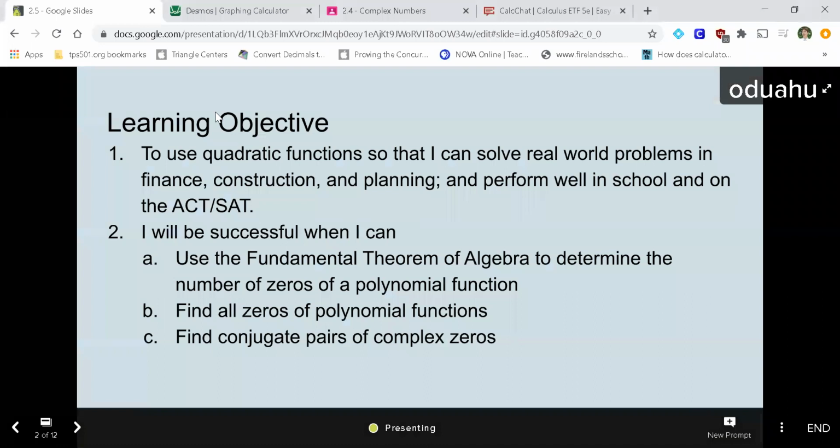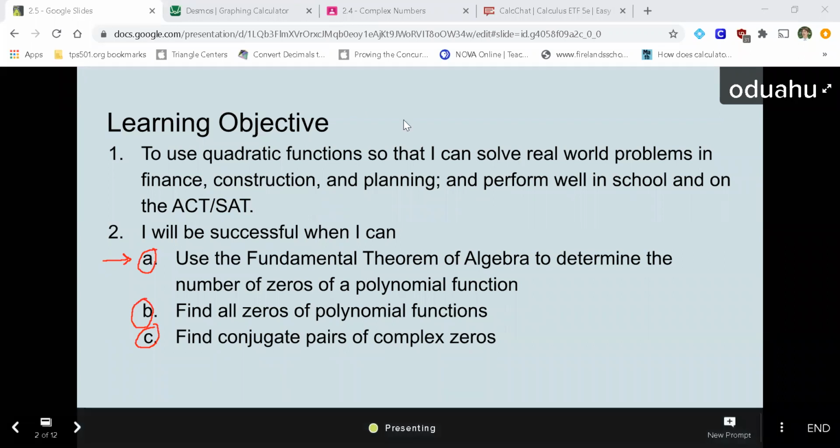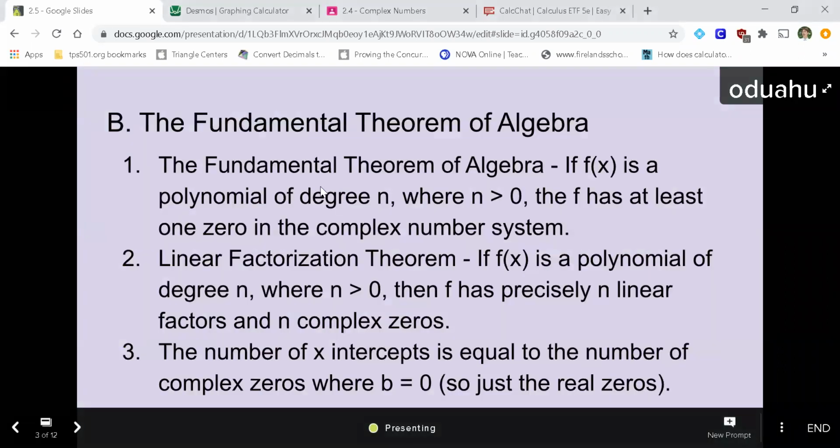All right, here's what we're learning about today. We're going to use the fundamental theorem of algebra to determine the number of zeros. That's super easy. Finding all zeros, I mean, we've already done. And then finding conjugate pairs is super easy. We've actually already done that. So really the only new thing we're doing is here, and it's really, really easy.